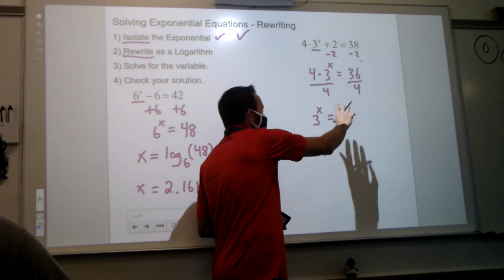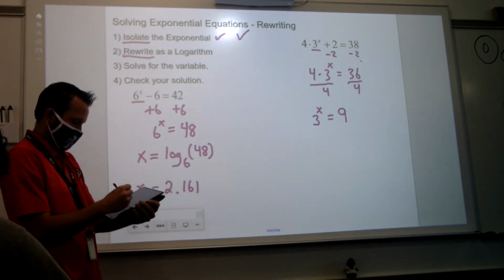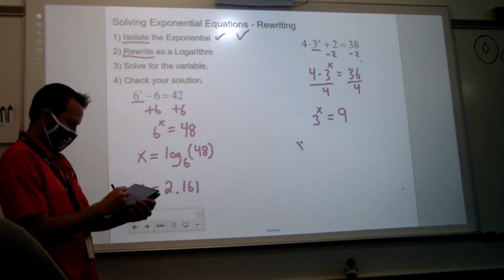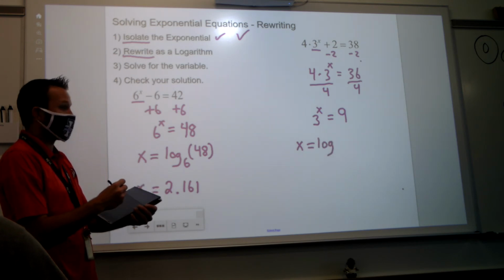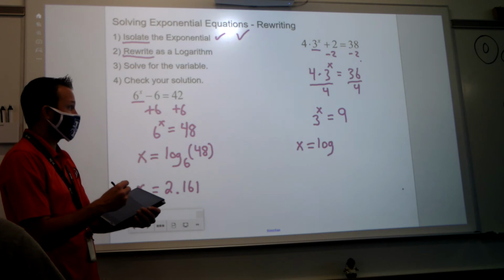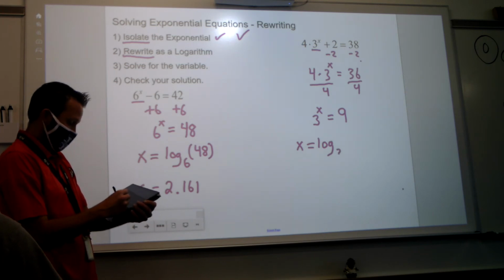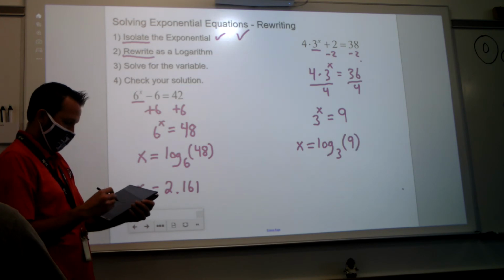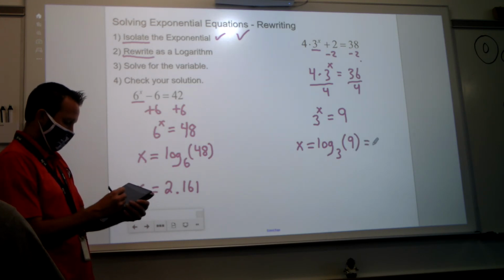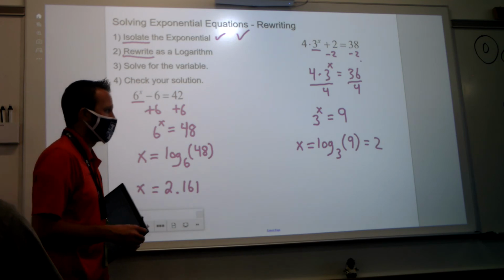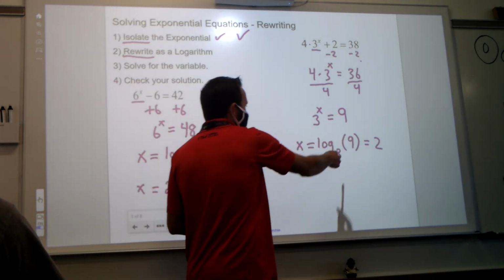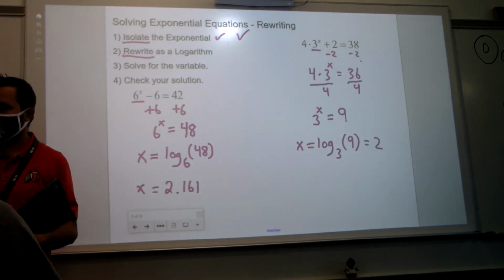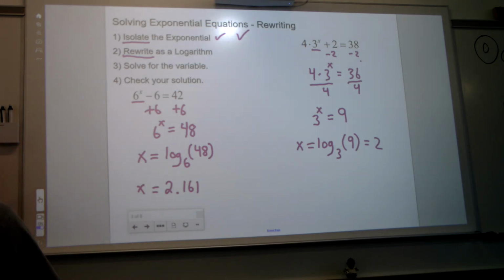So how would I rewrite this as a logarithm? Except what's our base going to be on this? Log base 3, there we go. So it's a different base of 9, and there we go. And if you plug that into your calculator, you'll get that that is 2. Because what power of 3 gives you 9? 2. So that's how you do that.